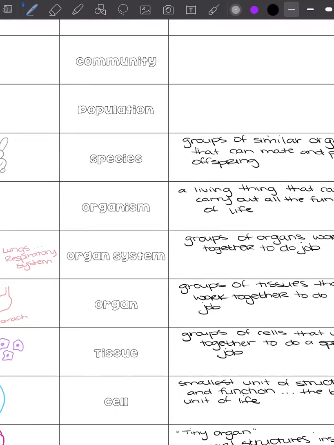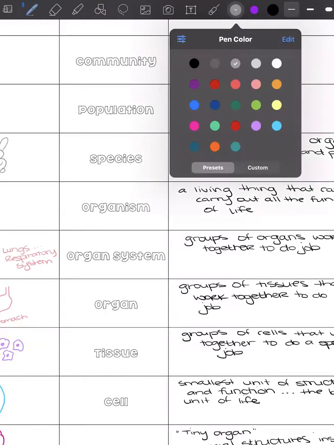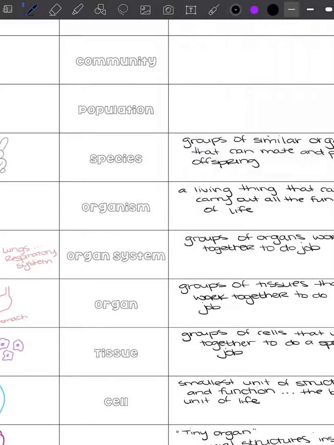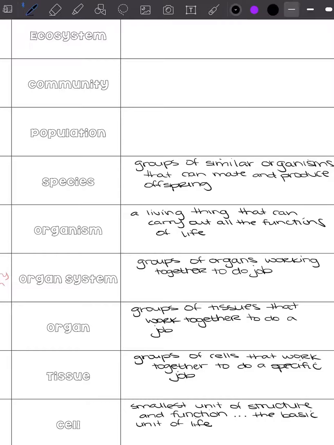Population, all of the members of one species living in the same area. So I guess I would have to just draw a lot of rabbits there. All of the members.